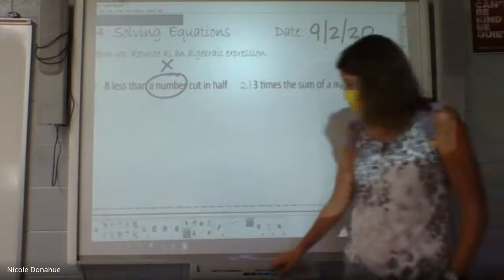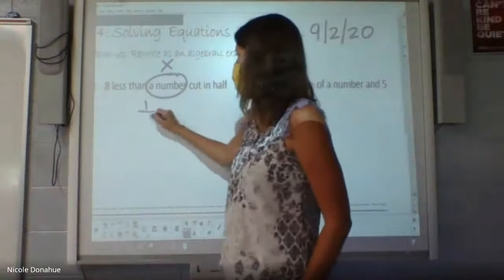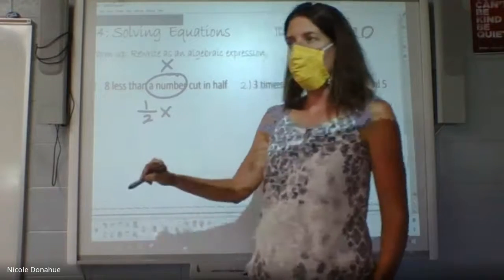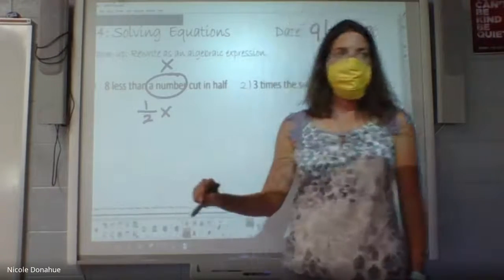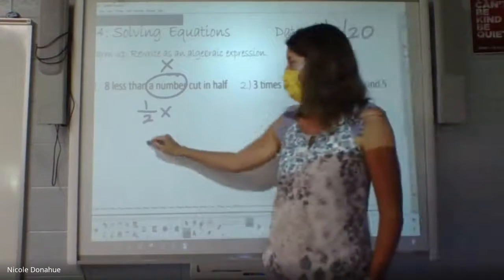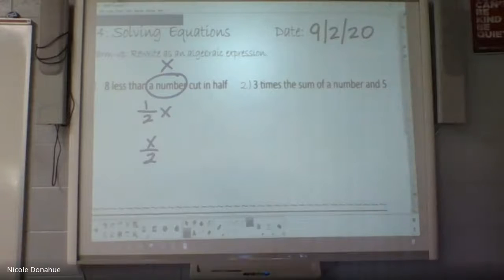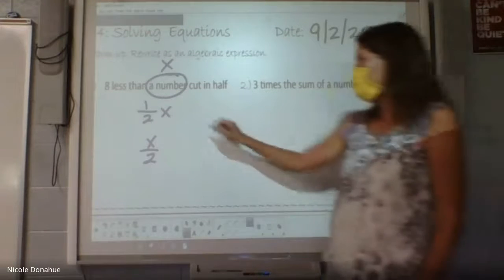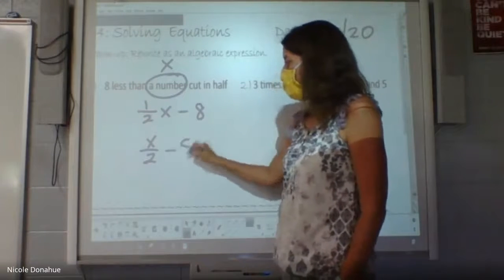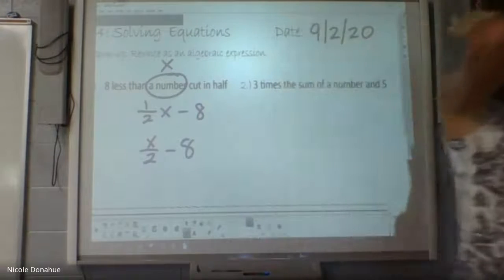X, half X. Anyone write it another way? 0.5X, another way. X over 2 you could do as well, half of it. Okay? And then you do 8 less than that, so you can take the 8 away, making sure it makes sense in terms of how you write it.